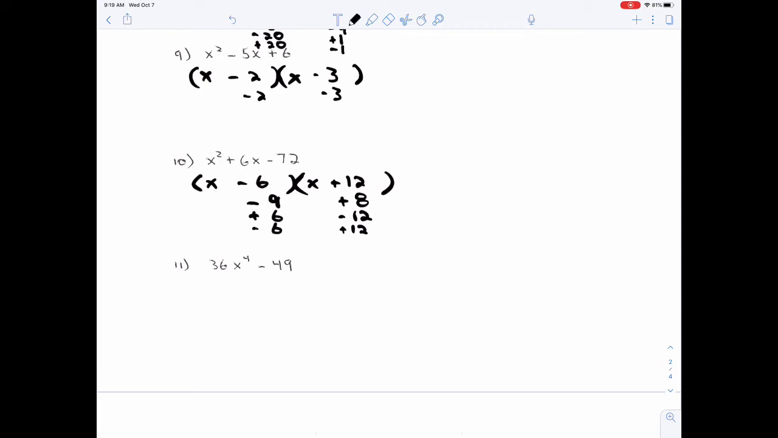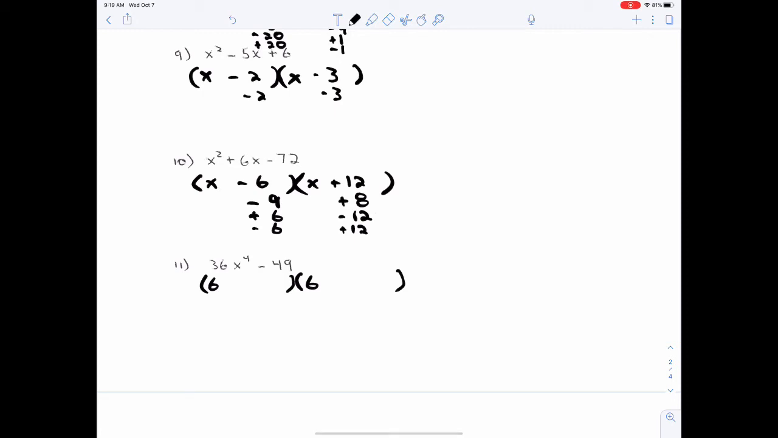Number 11, pause it, now we'll go through it. Is there a greatest common factor here? No. Difference of two squares or trinomial? Yes, difference of two squares. What'll give us 36, first of all? 6 times 6. How do I know it's not 36 times 1? Although it's a difference of two squares, notice 36 is a square, x to the 4th is a square, 49 is a square. So that's how I kind of knew it was 36.